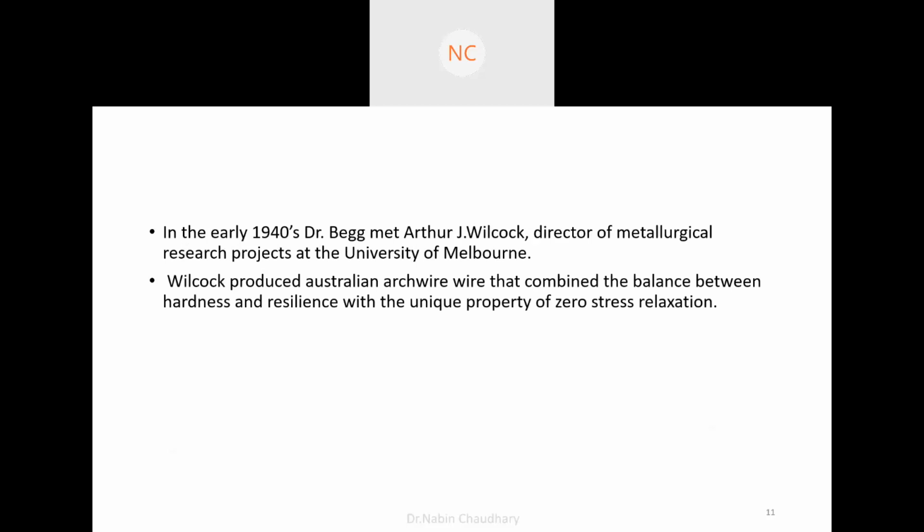In the early 1940s, Dr. Begg met Arthur J. Wilcock, who was the director of metallurgical research projects, and asked him to fabricate an archwire which could meet his demands. So Wilcock produced the Australian archwire that combined a balance between hardness and resilience with a unique property of zero stress relaxation. Then Dr. Begg started using the Australian archwire in his Begg mechanics.